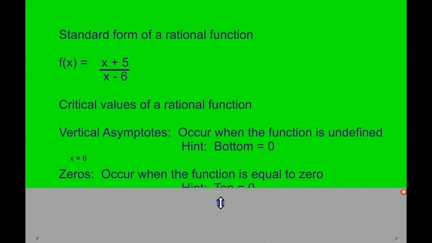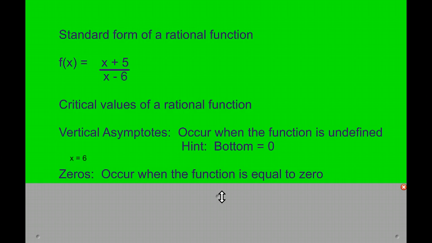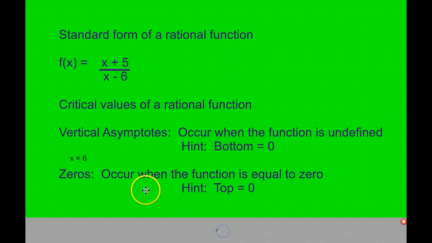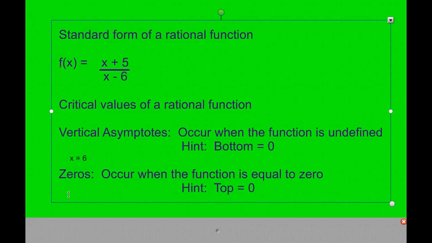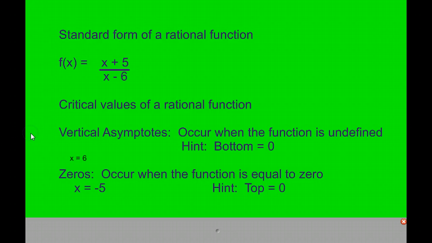Our other critical value we're going to pull from our graph is a 0. We've talked about zeros with all of our other functions. Zeros occur when the function is equal to 0. If you think about a fraction, the only time a fraction can be 0 is if the top is 0 and the bottom is not. So we are looking for the situations where the top of our function is equal to 0, because a rational function is always going to be a fraction. In this case, x = -5 is going to be a 0 of this function. So what we know about the graph of (x + 5)/(x - 6) is that it will have a vertical asymptote at x = 6, and it will go through the x-axis at x = -5. Now we're going to look at this at a little bit more of an advanced level.